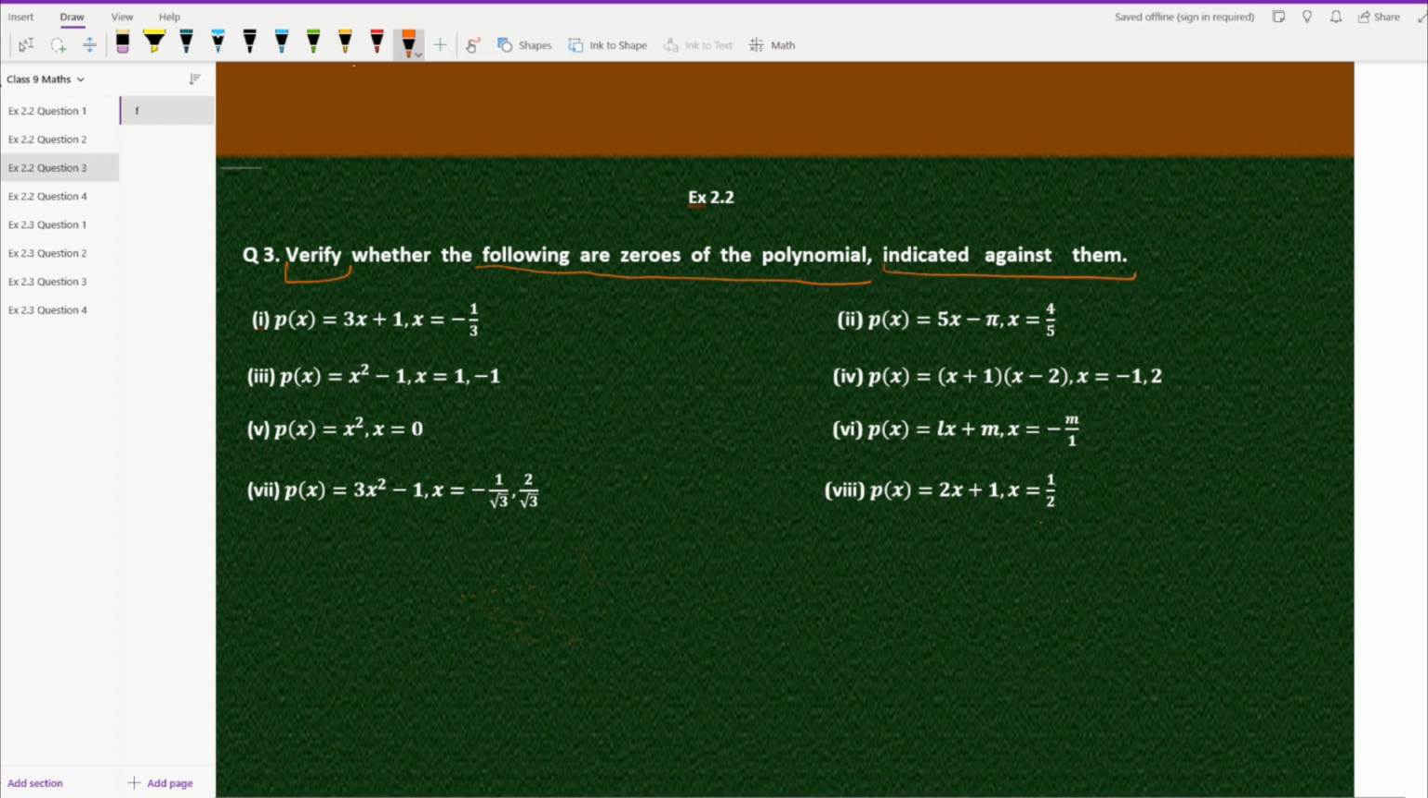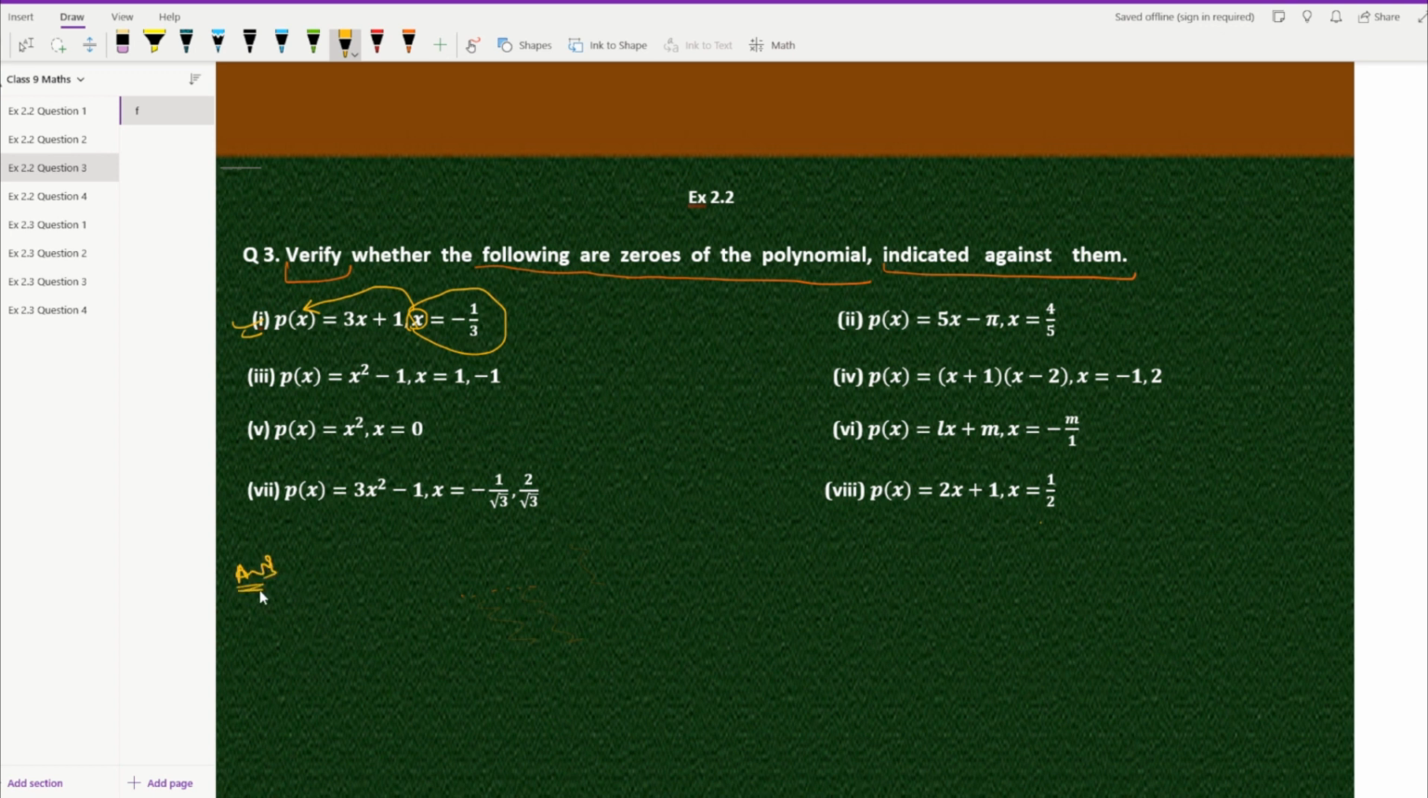So let us look at the first problem. First problem is we have one polynomial p(x) that is 3x plus 1, and there is one value of x given to us, that is x equals minus 1 upon 3, and it is asking whether this value of x is a zero of this polynomial.